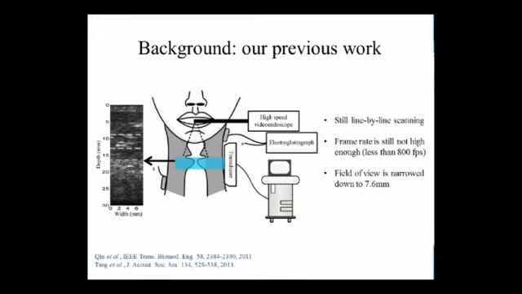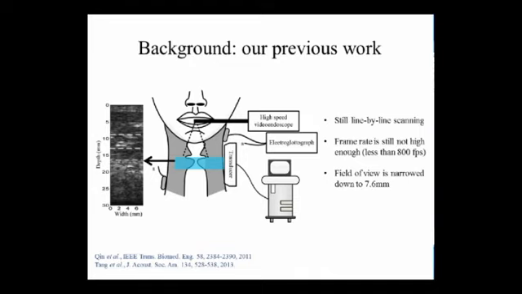In order to increase the frame rate of B-mode ultrasound imaging, my colleagues have tried to narrow the field of view down to 7.6 millimeters, and that means only the vocal fold is included in the view, and the frame rate was increased to about 800 frames per second.